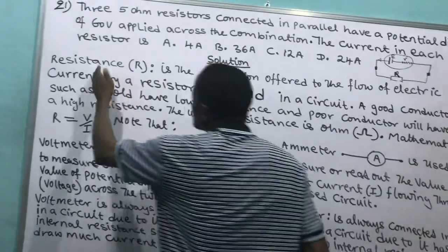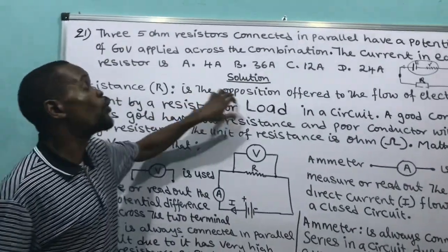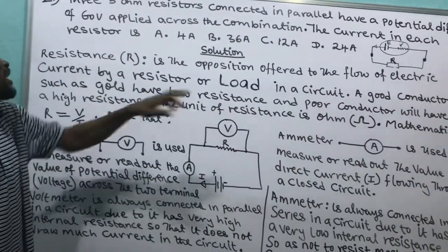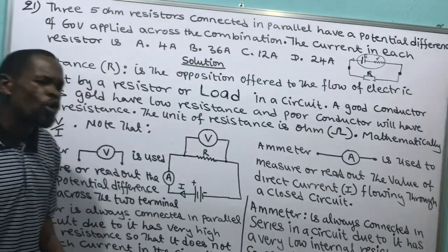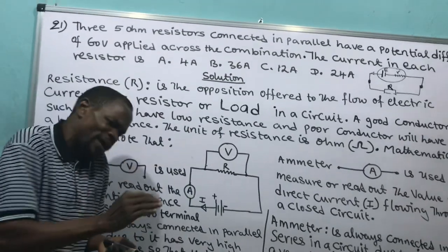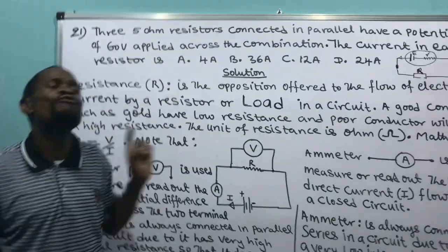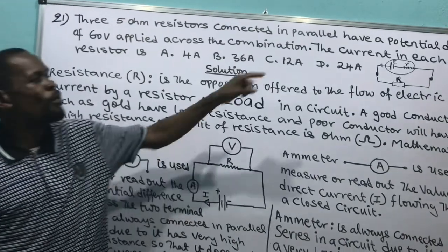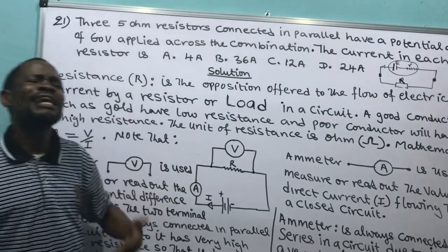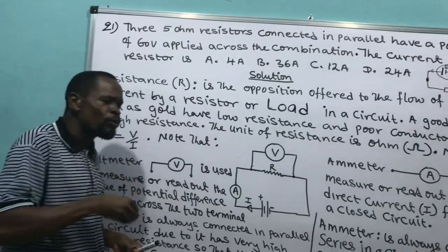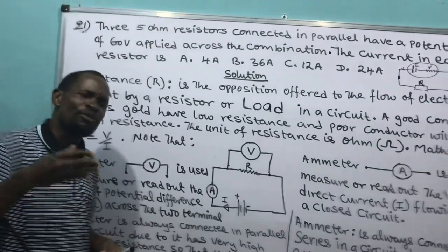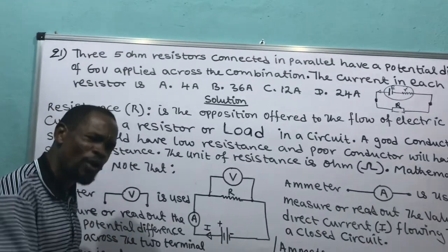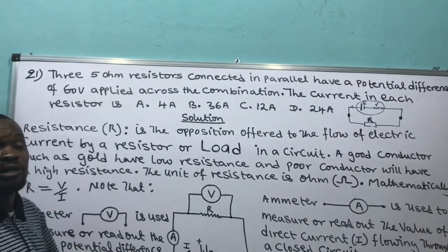We said resistance, which is a load, is the opposition offered to the flow of electric current by a resistor. So there is something that produces current which this resistance offers opposition to. And that thing that produces that current is what we call a battery. And the battery produces direct current. You remember, a battery could produce direct current. All the rechargeable lanterns, rechargeable batteries, all produce direct current.